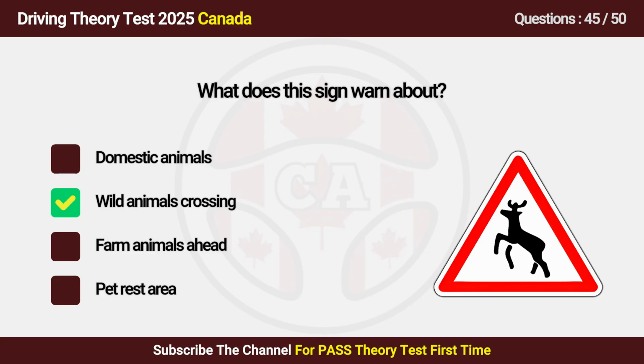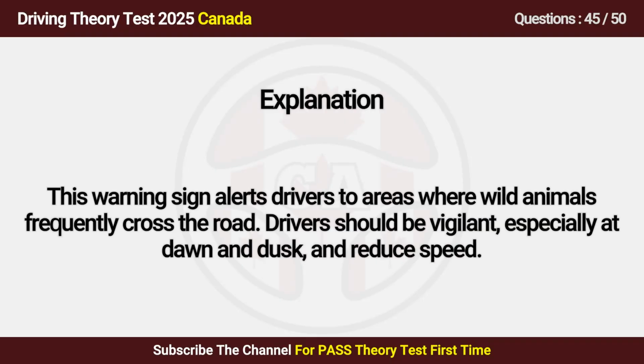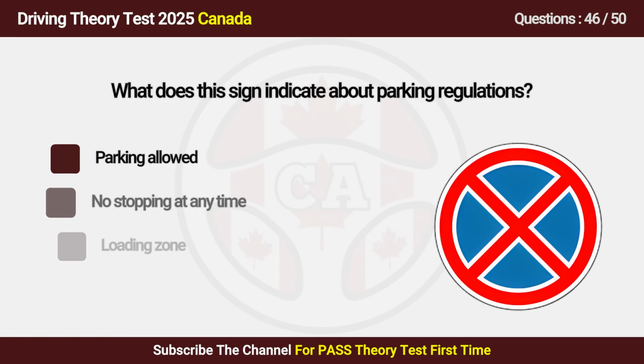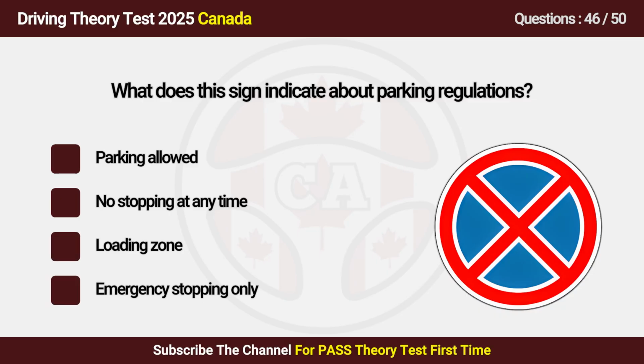Answer is B. Wild animals crossing. This warning sign alerts drivers to areas where wild animals frequently cross the road. Drivers should be vigilant, especially at dawn and dusk, and reduce speed. Question 46. What does this sign indicate about parking regulations?